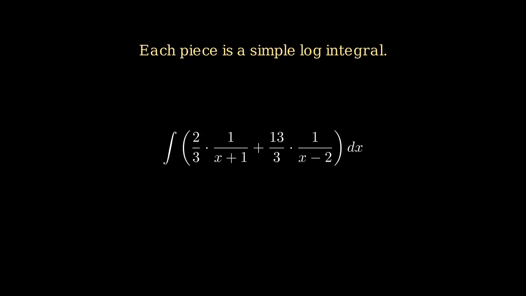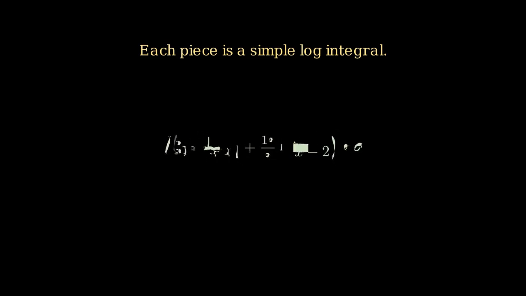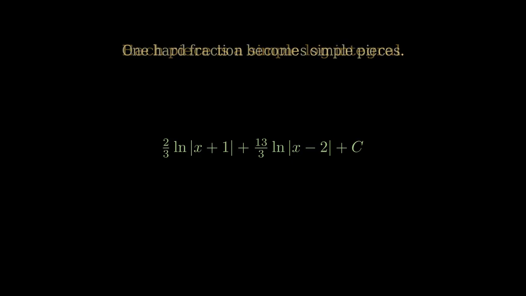This gives 2/3 times the natural log of the modulus of (x + 1) plus 13/3 times the natural log of the modulus of (x - 2) plus a constant of integration. That is the whole idea. One hard fraction gets broken into pieces simple enough to integrate directly. Let's lock in the whole process from start to finish.